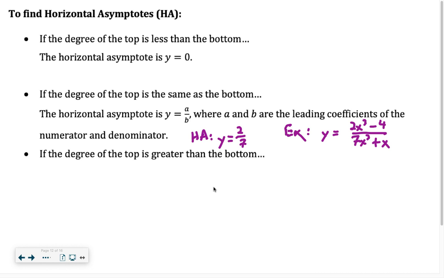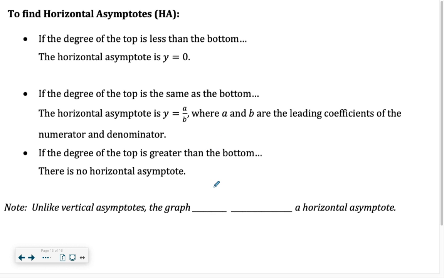Then the final possibility is if the degree of the numerator is greater than the degree of the denominator. In that case, there is no horizontal asymptote. So again, an example of something like that could be y equals x squared over x plus 6, where the degree of the numerator is greater than that of the denominator.